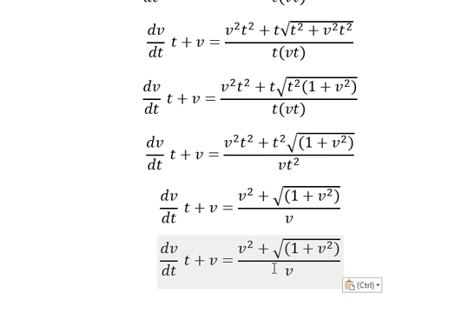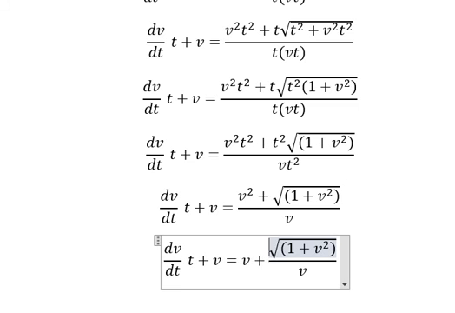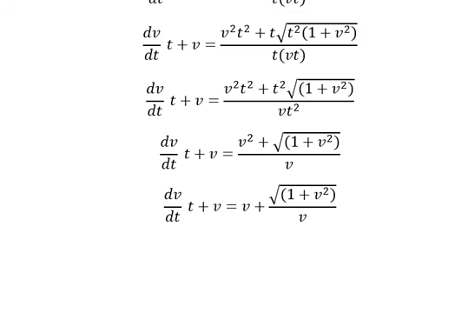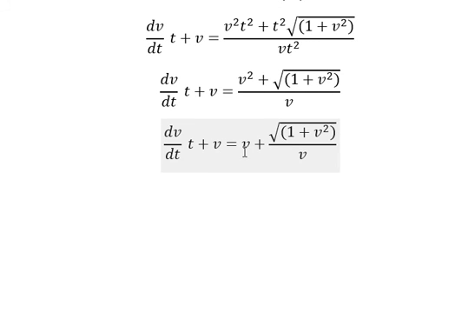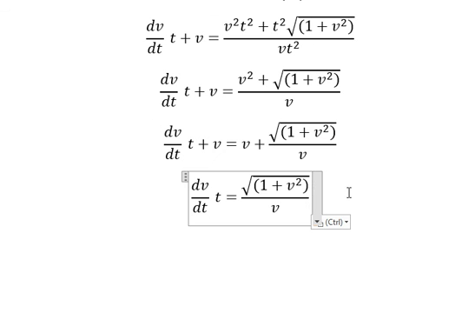Next, v squared divided by v. So we have v. And we see that v and v, they cancel. Now I will put v and the square root of 1 plus v squared on the left. dt and t will go to the right.